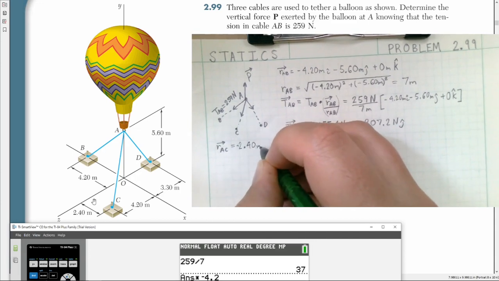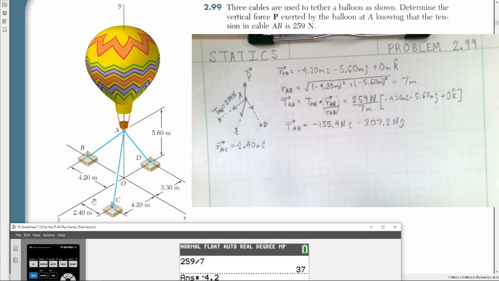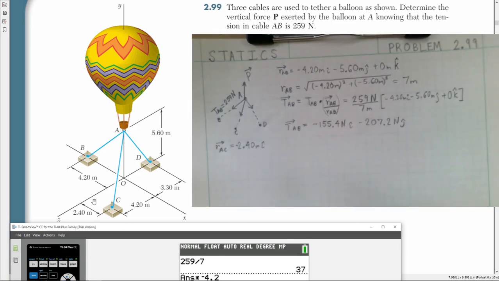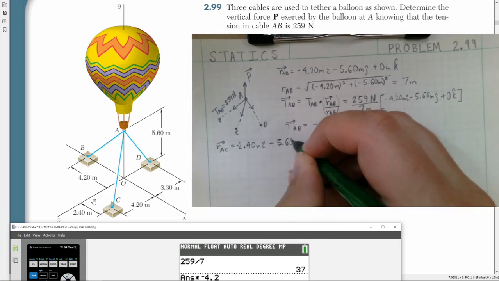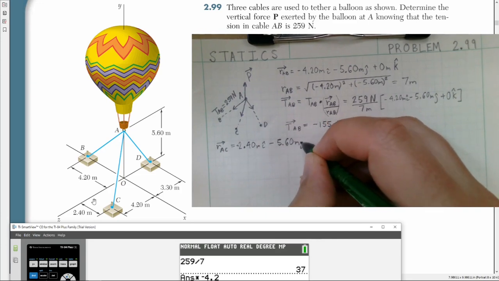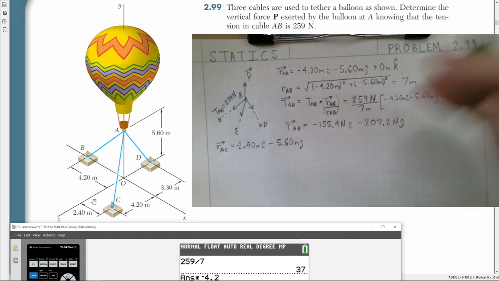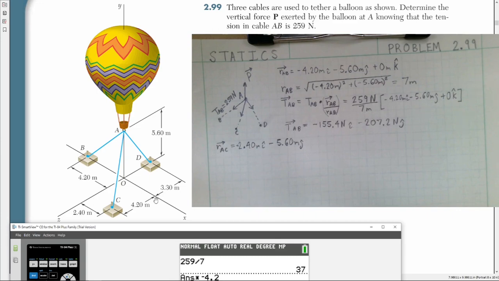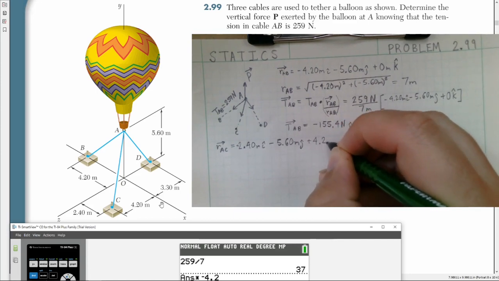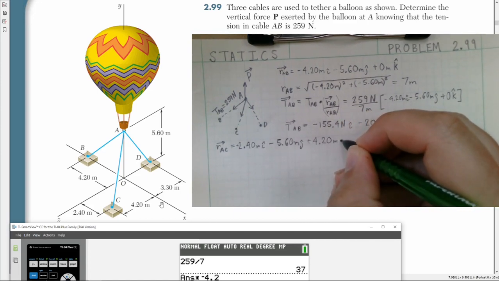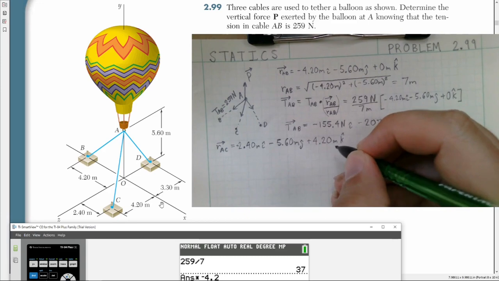In the I-hat direction, positive I-hat direction. All right, we're going, again, down negative 5.60 meters in the j-hat direction on the vertical axis. And in the z direction, we're coming out 4.20 meters in the z-axis. So plus 4.20 meters in the k-hat direction.